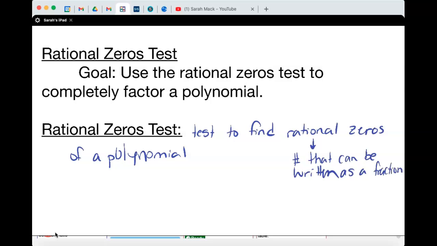Okay. So it only gives us a select few zeros. It's not going to give you anything with the square root symbol. It's not going to give you imaginary zeros. It's only rational zeros.